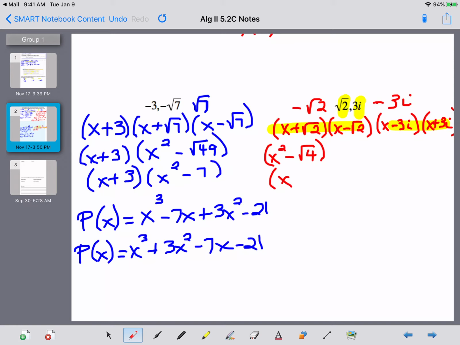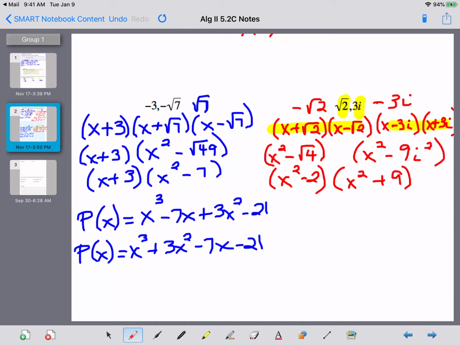And that would simplify just to be x squared minus 2. For the imaginary parts, multiplying those, we have x squared. Insides, outsides drop out. Negative 3i times 3i would be negative 9i squared. The i squared, remember, is negative 1, so this turns into x squared plus 9.